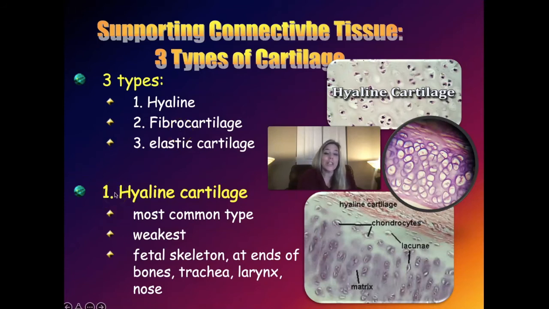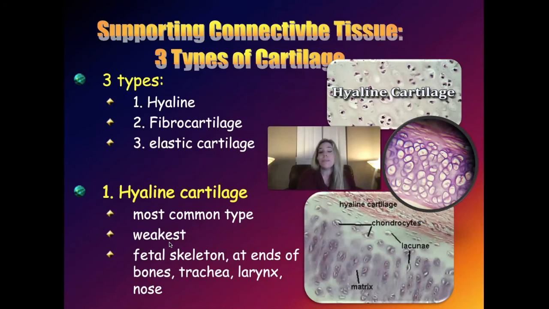Now, hyaline cartilage, as you can see from these pictures here, has a ton of extracellular matrix in it. So you have little cells called chondrocytes, and they're found in these little holes called lacunae, but they are few and far between because you have that extracellular matrix all through them. So you find hyaline cartilage in a fetal skeleton, and in adults, you find it at the ends of bones, in your trachea, and your larynx, and your nose. So you can see that it's weak. That makes it very flexible, right? So we have flexible hyaline cartilage.